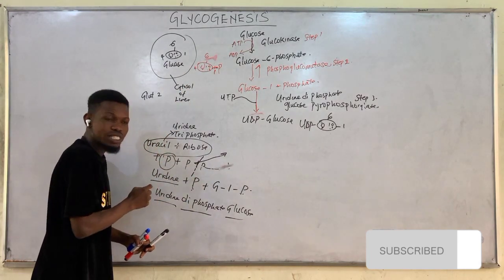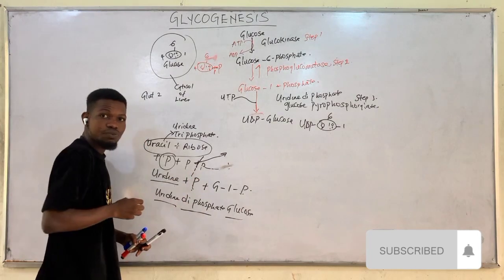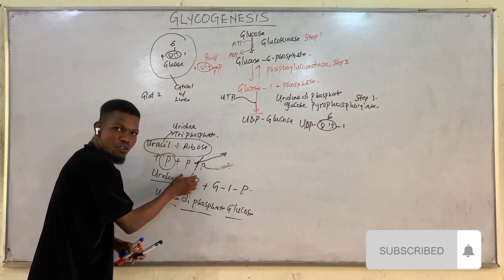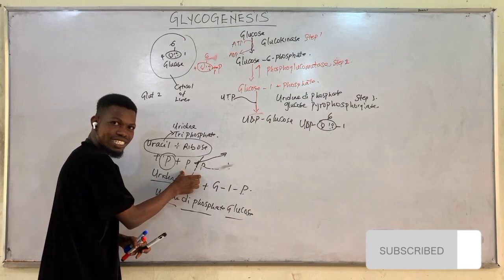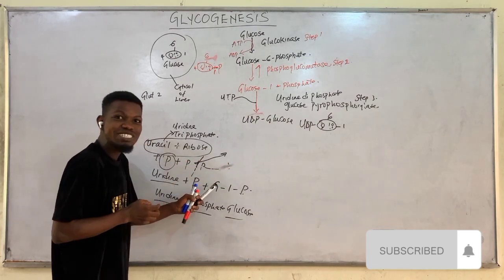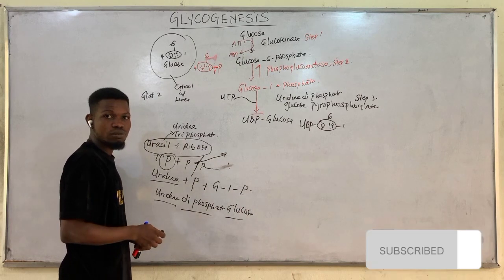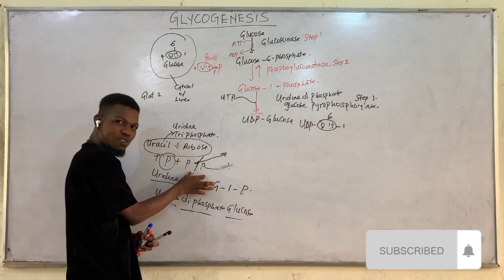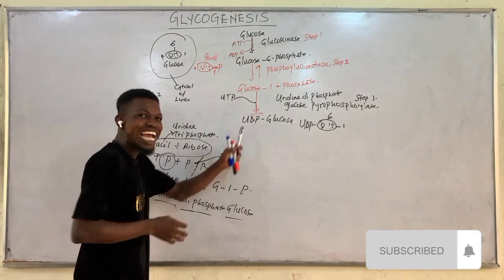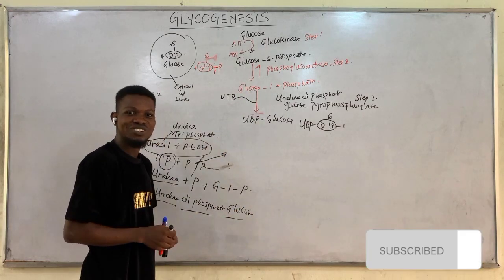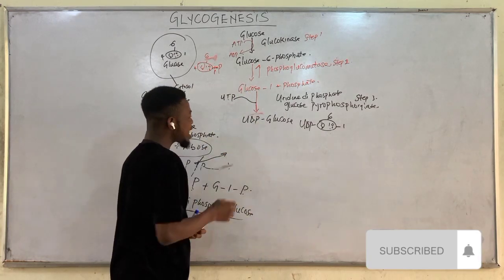And that is what we call pyrophosphate. So what breaks down the pyrophosphate is the pyrophosphatase. And this pyrophosphate releases energy for glycogenesis to continue. So this is an exergonic reaction, causing the anabolic reaction to continue. That is it.